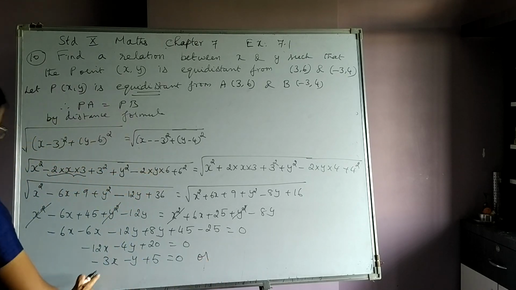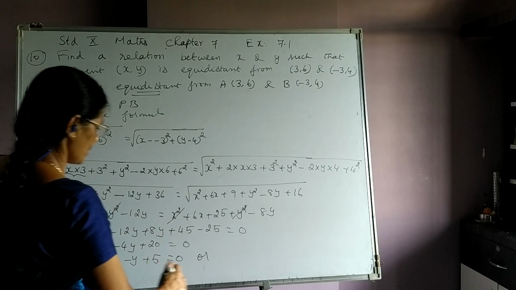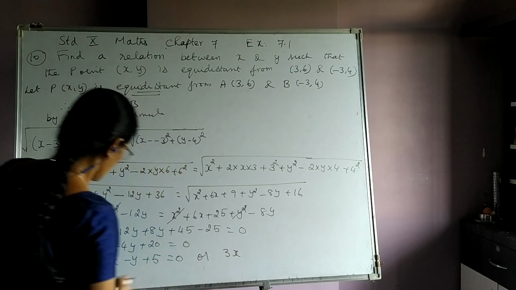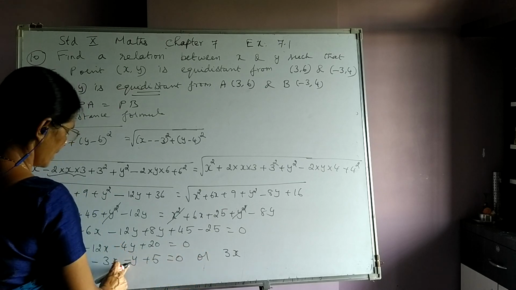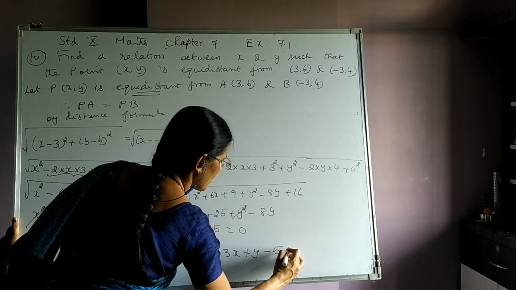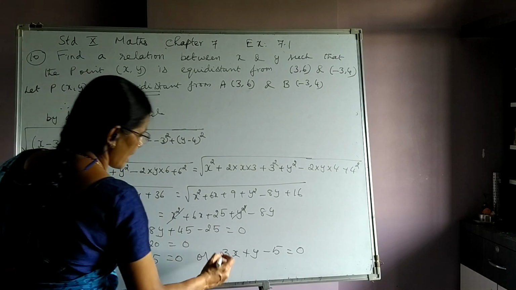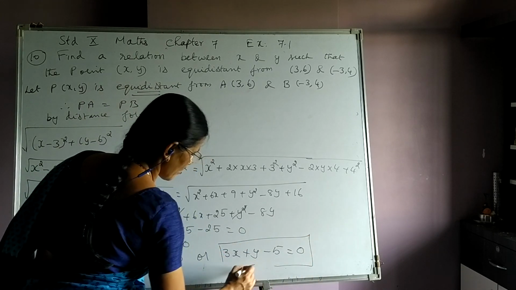Or if you want, you can make the first term positive, changing sign of all the terms. So it is 3x, minus becomes plus here, again minus becomes plus, plus becomes minus, equal to 0. So what is the expression we have got? 3x plus y minus 5 equal to 0. This is the relation between x and y for the given sum.